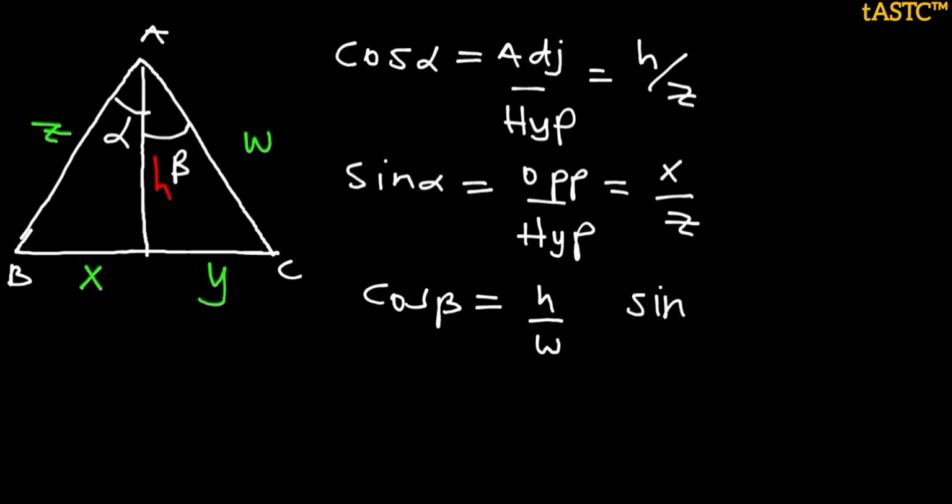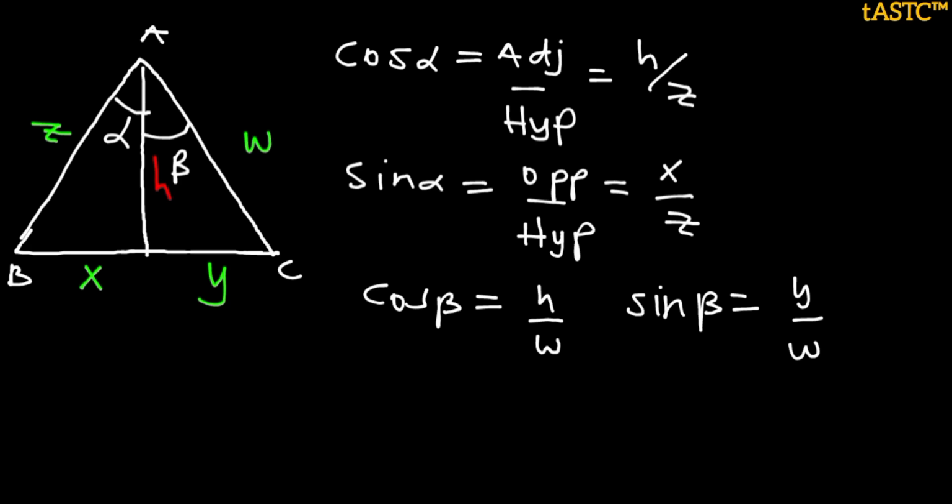Now, if I wanted to find sine of beta, that will be opposite, which is y, divided by the hypotenuse, which is w. So you got these 4 forms from the Pythagorean theorem.